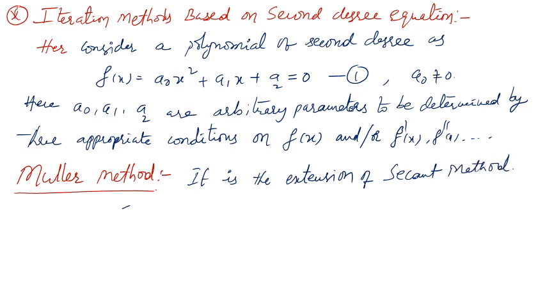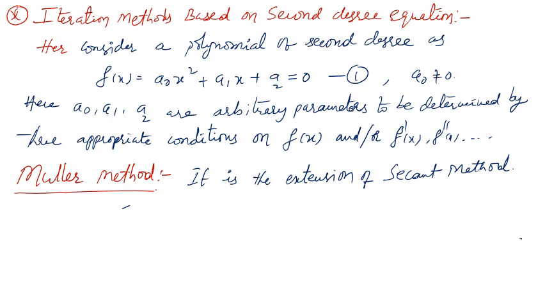What does the extension of secant method mean? In secant method, how do we calculate the approximate root? By joining 2 points on the curve by a straight line, the straight line intersects x-axis at the next approximate root, right? That is why it is called chord method. Chord means line segment. Now Muller method, the extension of secant method, means over the curve take 3 points. 3 points always give a 2 degree polynomial, right? Joining 2 points I get a straight line, joining 3 points I get a parabola type second degree polynomial.